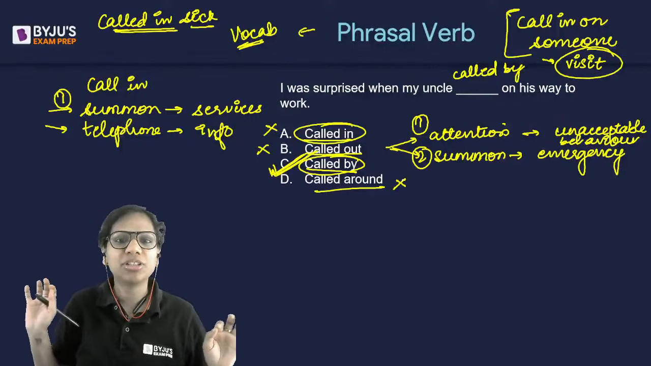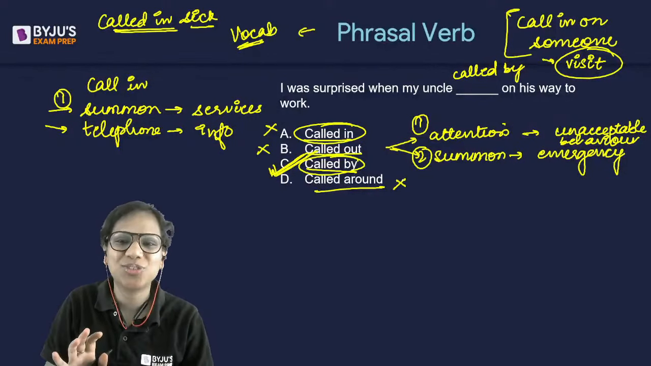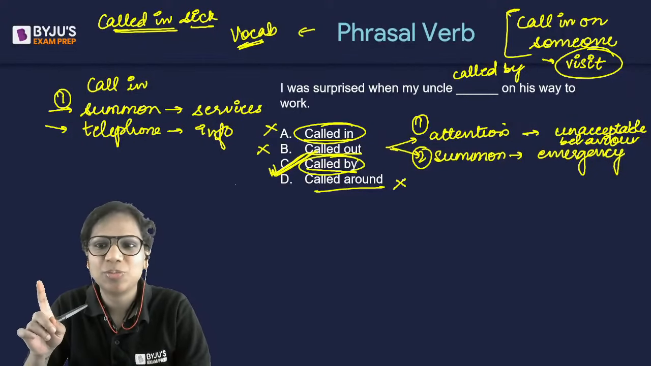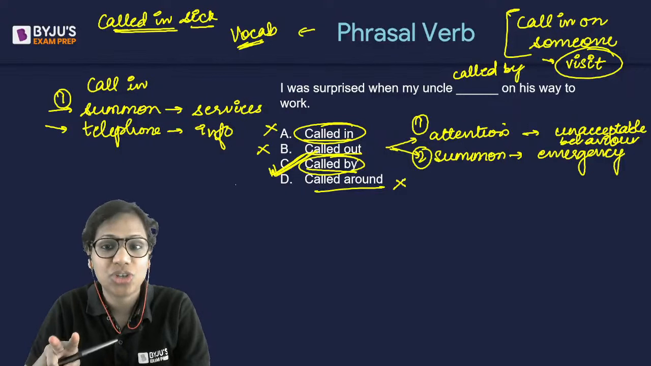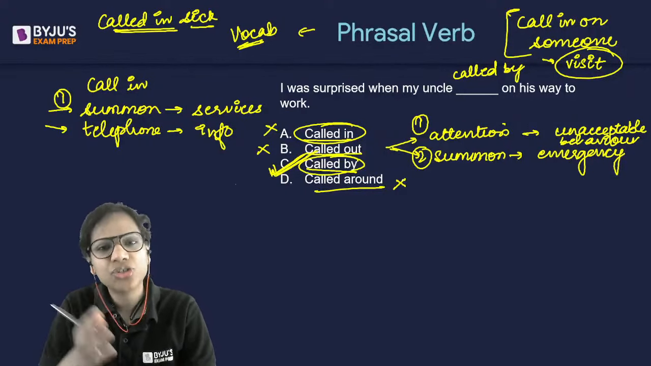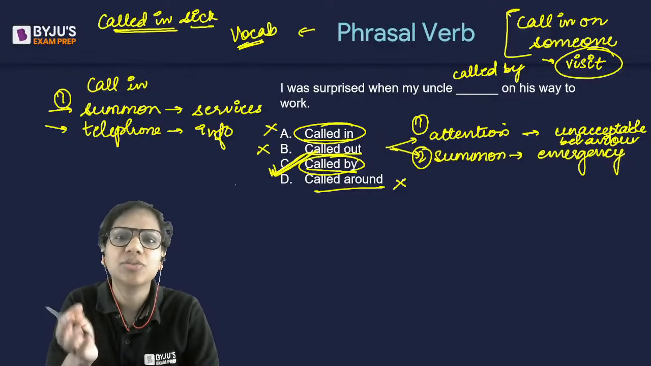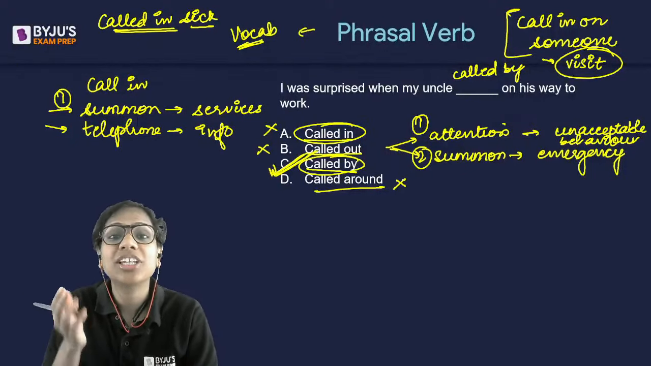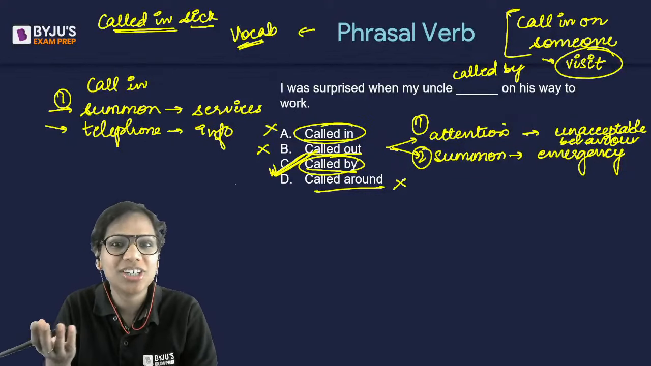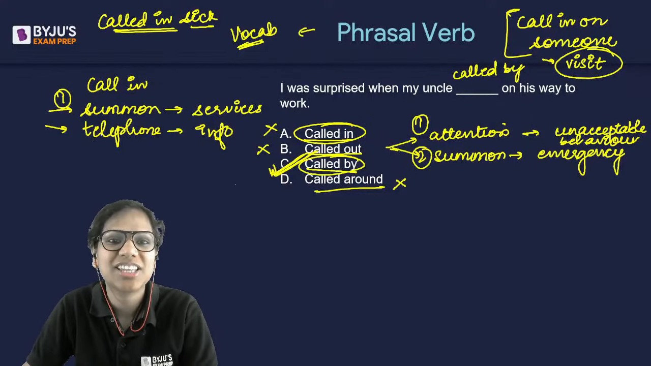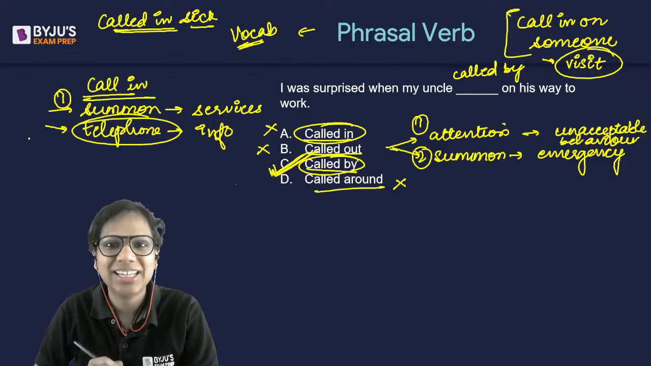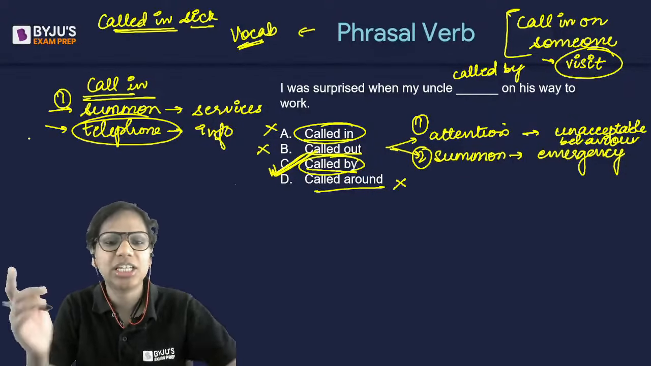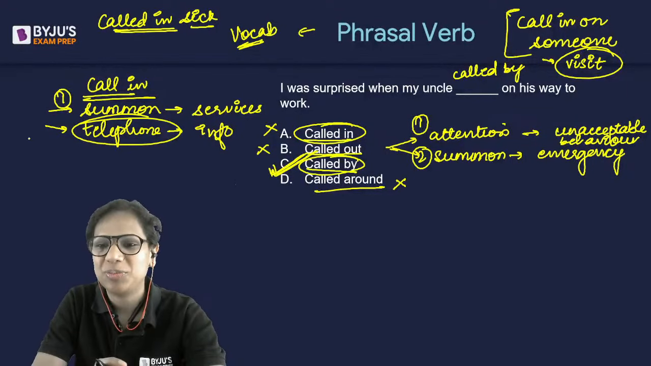So I hope now you'll remember the meanings. I've told you the most popular meanings of these phrasal verbs. Call out: to draw attention to unacceptable behavior, to summon in case of an emergency. Call in: to call someone for some service that you need from them, or to telephone. So for instance, a lot of our listeners have been calling in. If you hear radio shows, you must have heard this. A lot of our listeners have been calling in today. Then called by is the answer here, and called around is to seek information by phoning people.